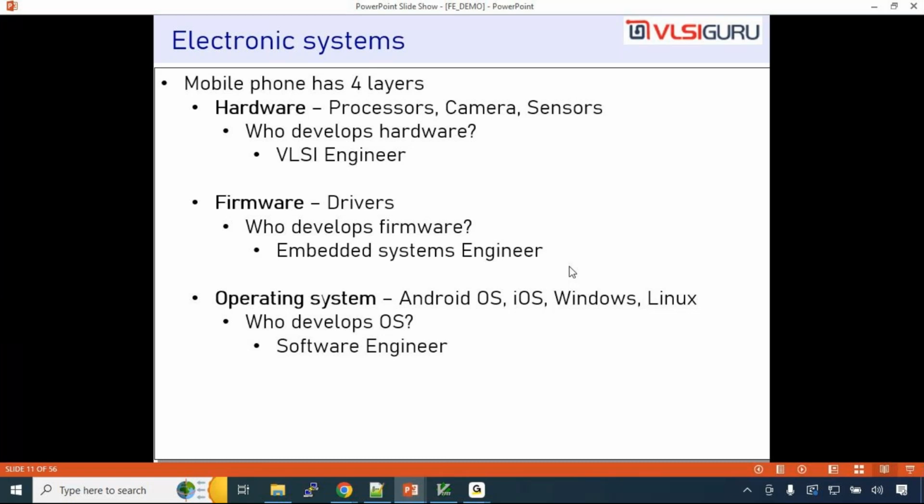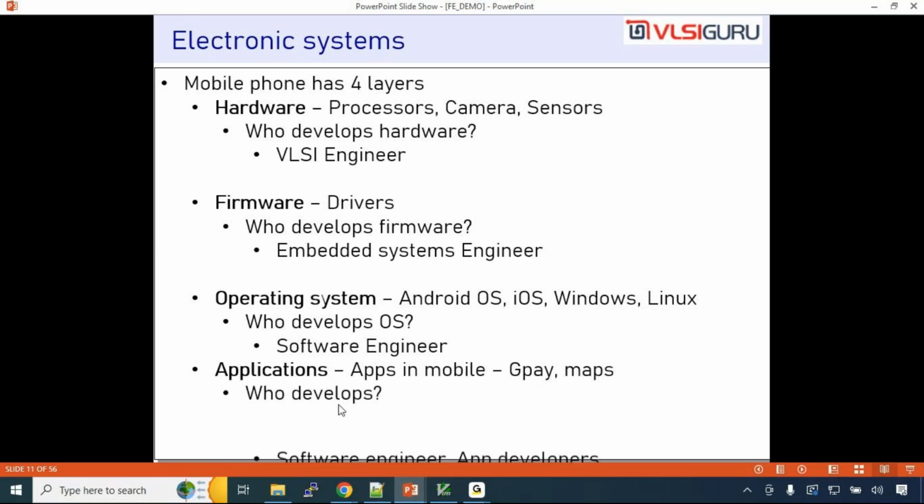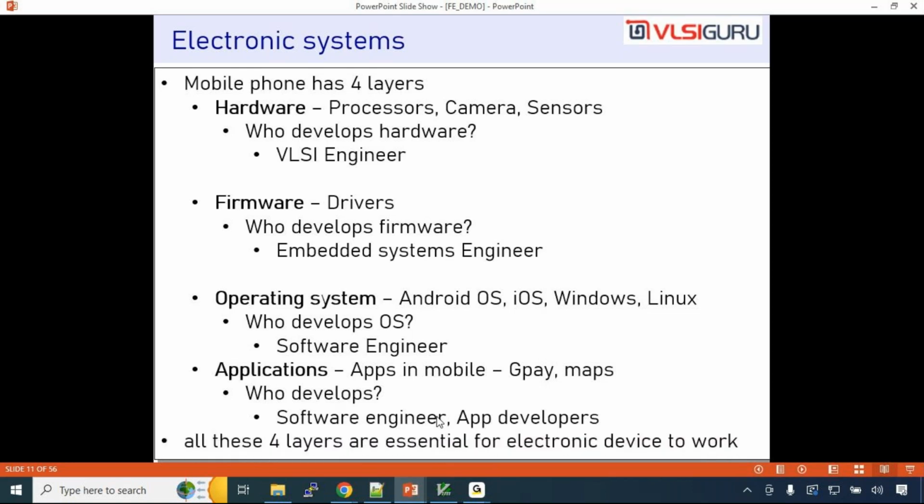You see, three different people do three different works. Okay. Then what do you have finally? Applications, like apps in the mobile: GPay, WhatsApp, Maps, everything. Who develops these things? It's software engineers, also called app developers, right? There will be people who develop the apps. All these layers are essential for an electronic device to work. Even if one layer is not done properly, or one layer is missing, it won't work.